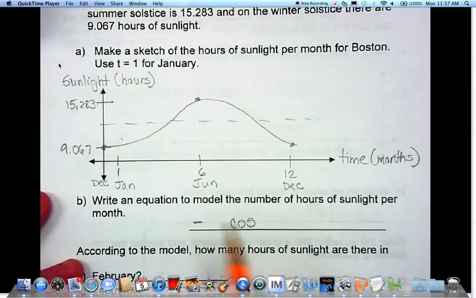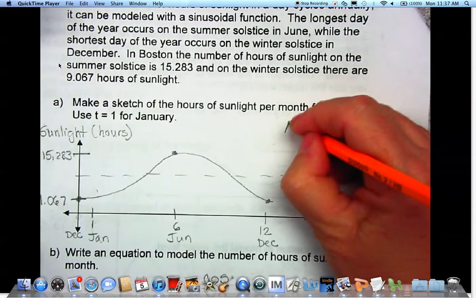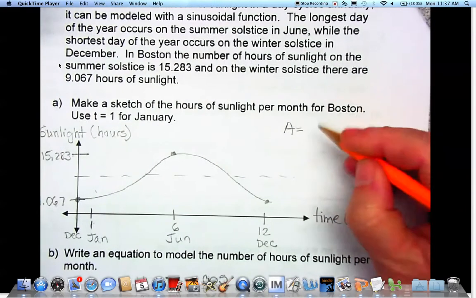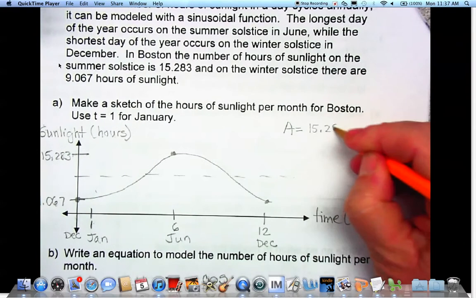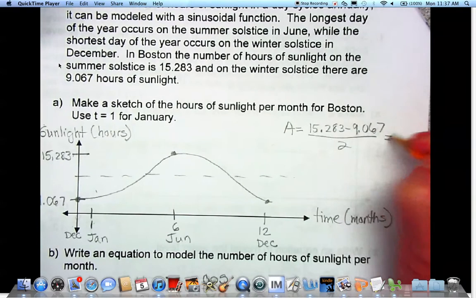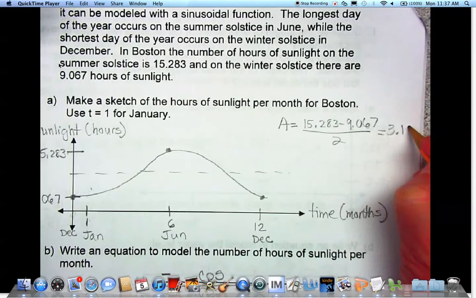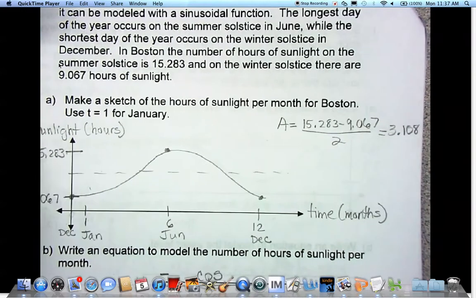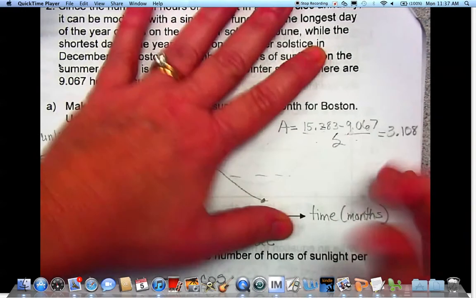Okay, so we know it's a negative cosine. We've got to find the amplitude. How do you find the amplitude? Max minus minimum, divided by 2. Okay, 3.108. Got it.